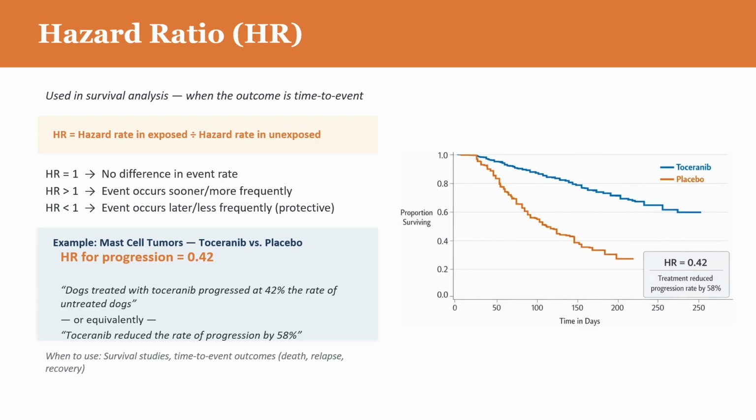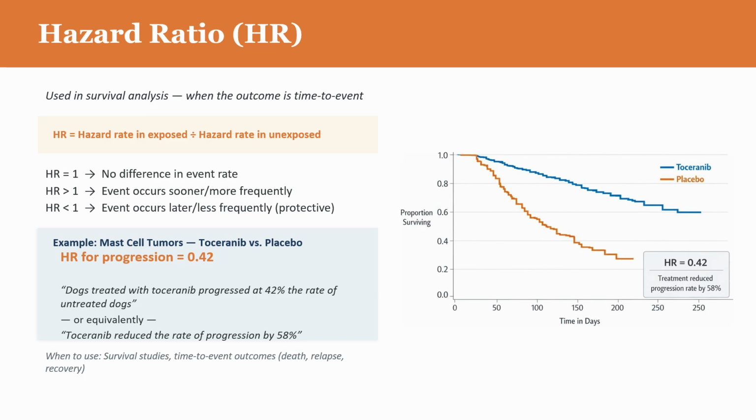Note how the interpretation differs from RR and OR. We say rate rather than risk because a hazard is a rate, not a proportion. And because survival analysis accounts for the timing of events and for censoring, animals that leave the study before the event occurs, it's much better suited to clinical trial and longitudinal study data than a simple risk ratio would be.